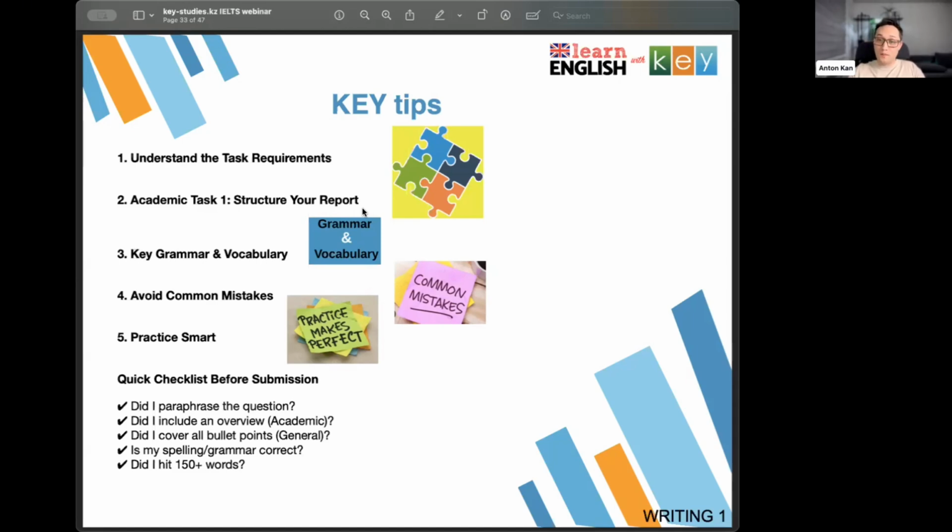Use informal phrases in general writing task 1 because they sound very natural, especially if the task requires you to do so. For example, just wanted to let you know. Sounds good, right?